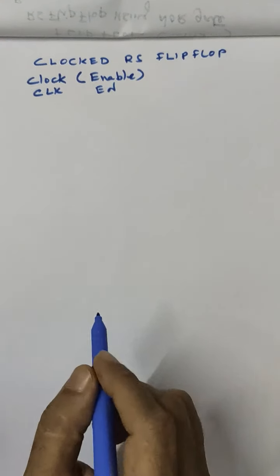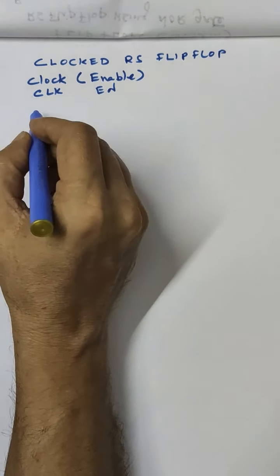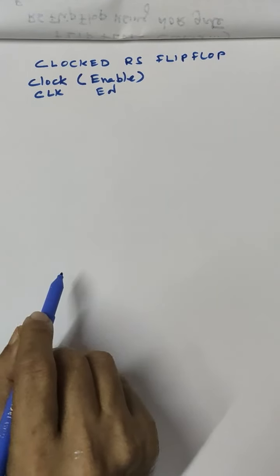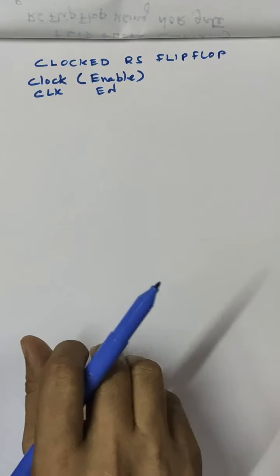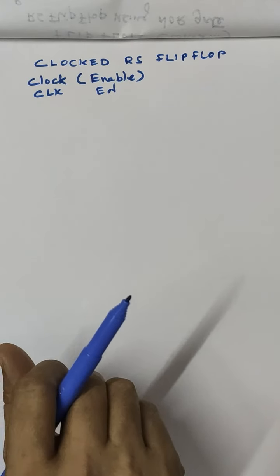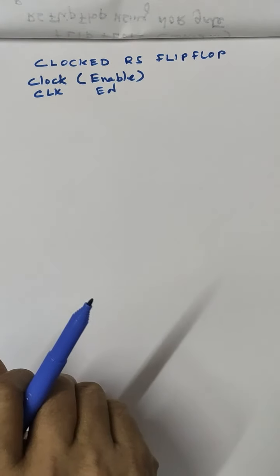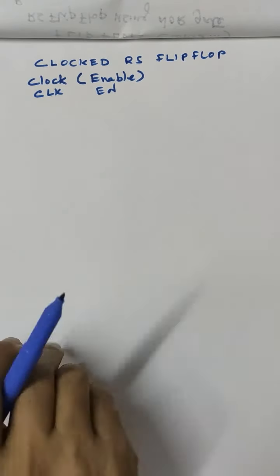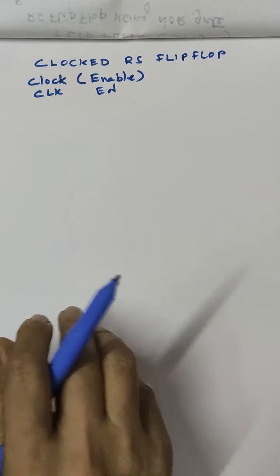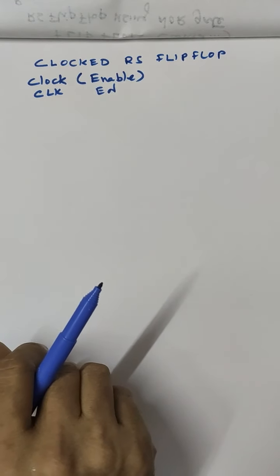So what is a clock first? Then we can discuss what is the purpose of a clock. A clock is actually some signal used to synchronize when there are a large number of digital devices in a circuit. We know that in a computer usually there are a large number of components like flip-flops, registers, half adders, full adders, so many circuits. In order to synchronize the operation of all these, a clock is used in a digital system.